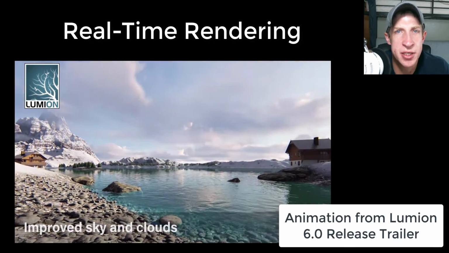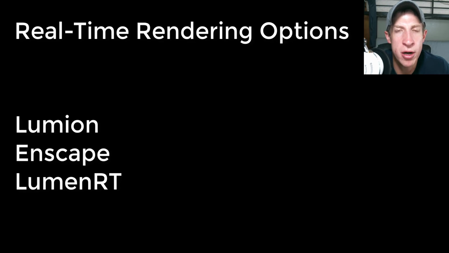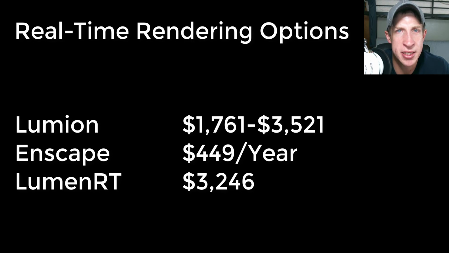The trade-off on these kinds of programs is they're a lot newer, and a lot of them are a lot more expensive. I would say right now Lumion is the leader in that space, and a Lumion license is going to run you, depending on the one you pick, anywhere from $1,700 to $3,500. Lumen RT is another one. I think that one's from Bentley. That's probably going to run you about $3,200.